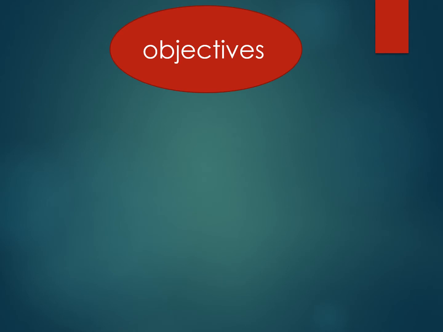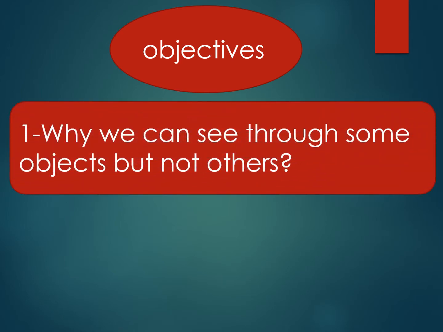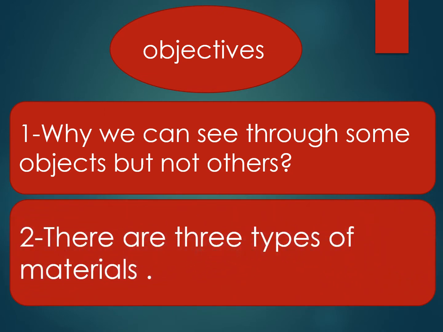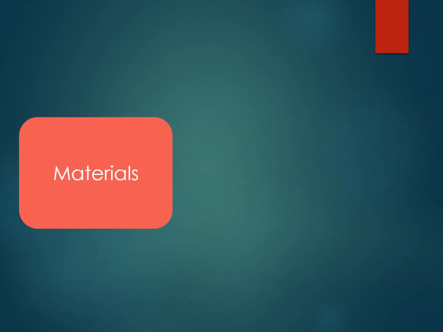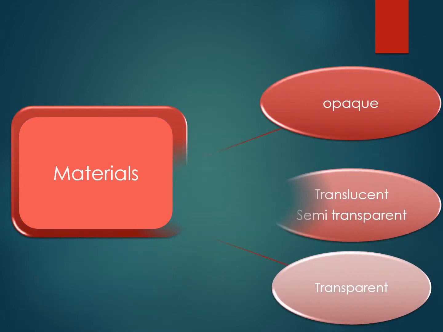Our objectives for today: first one, why we can see through some objects but not others. Second one, there are three types of materials. The types of materials are three. First one is opaque, the darkest one. Second one, translucent or semi-transparent. Third one is transparent material.